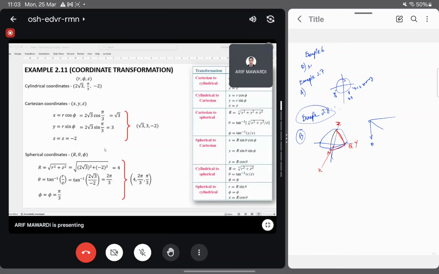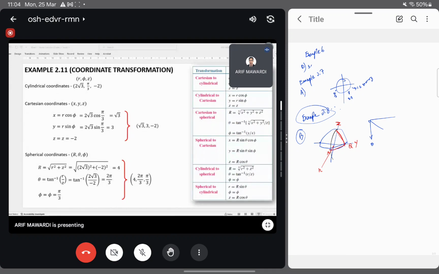Okay, so I repeat again. I have a point which is expressed in the cylindrical coordinate system, meaning that what is given to us are the coordinates in the cylindrical coordinate system. What is given to us is r, phi, and z.